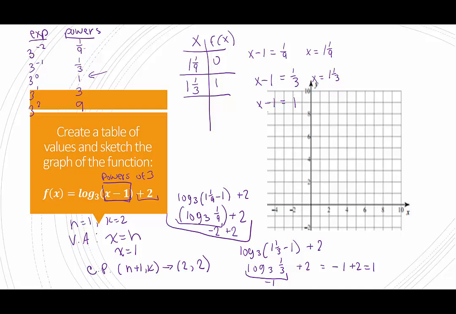So x minus 1 equals 1. That would be 2. And then if I plug in 2 into this, we would have log base 3. Since I'm running out of space, we're going to do the subtraction in our head. 2 minus 1 is 1, plus 2, because that's what the function says. Well, log base 3 of 1, so 3 raised to what power is 1? That would be the 0 power, and 0 plus 2 is 2.